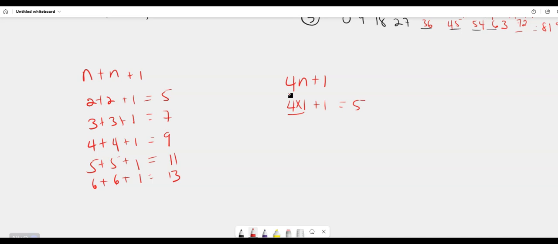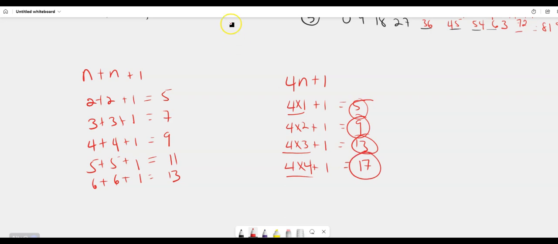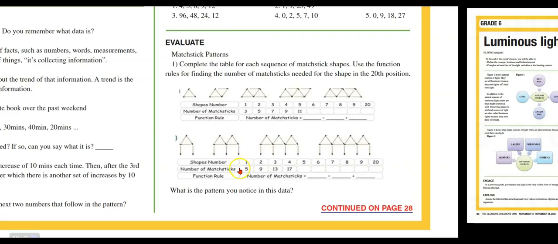Then when we have 2, it would be 4 times 2, 8, 8 plus 1, this would give you 9. Then if you had 3, it would be 4 times 3, which would be 12. 12 and 1 would give you 13. Then if we had the number 4, it would be 4 times 4, 16. 16 plus 1, this would give you 17. So we should have 5, 9, 13, and 17 as numbers there.